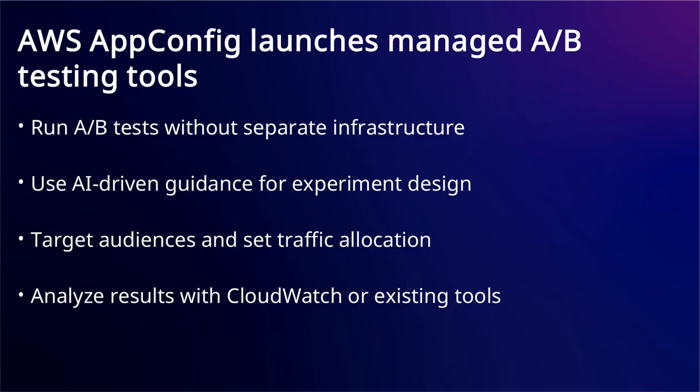You can target audiences and set traffic allocation through the console, CLI, API, or CDK, giving you control over which users see which variations. After running experiments, you analyze results with CloudWatch or existing tools, then promote winning treatments through AppConfig's safe rollout process. The capability works across EC2, Lambda, ECS, EKS, and on-premises servers, with pay-as-you-go pricing based on experimentation hours.